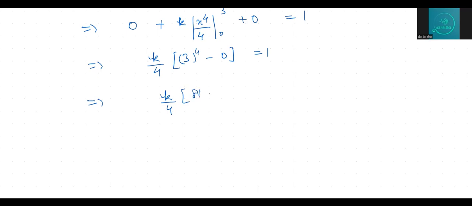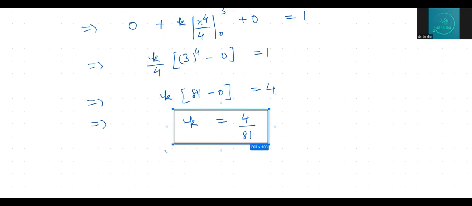81 minus 0 is just 81. So what would be the value of k? We can take this 4 on that side. So k would be equal to 4 upon 81. So this is how we could find the value of k. Very easy to find out the value of k using just the definition of the probability density function.